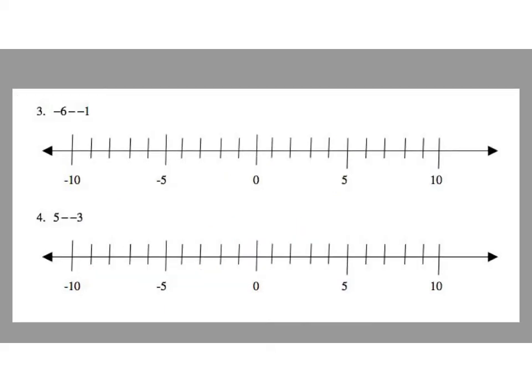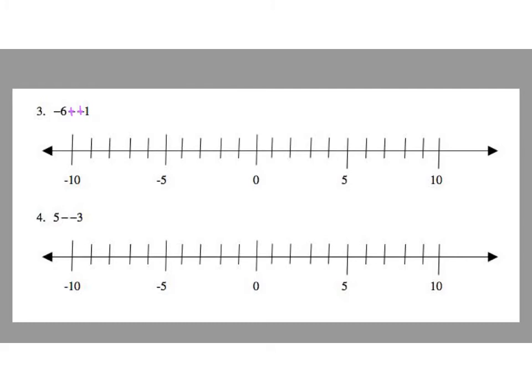In problem number 3, we see negative 6 minus negative 1. I notice 2 negative signs right next to each other. So I cannot have this. So what I need to do is change both of these negative signs to positive signs. So instead of negative 6 minus negative 1, I now have negative 6 plus positive 1.